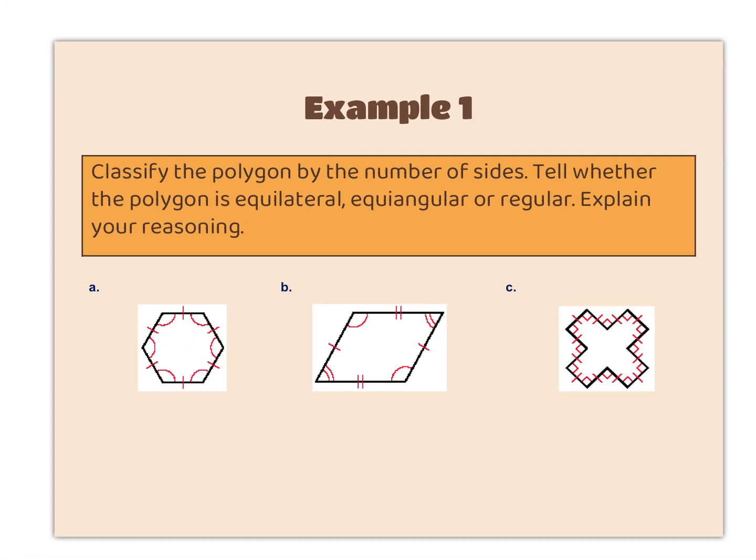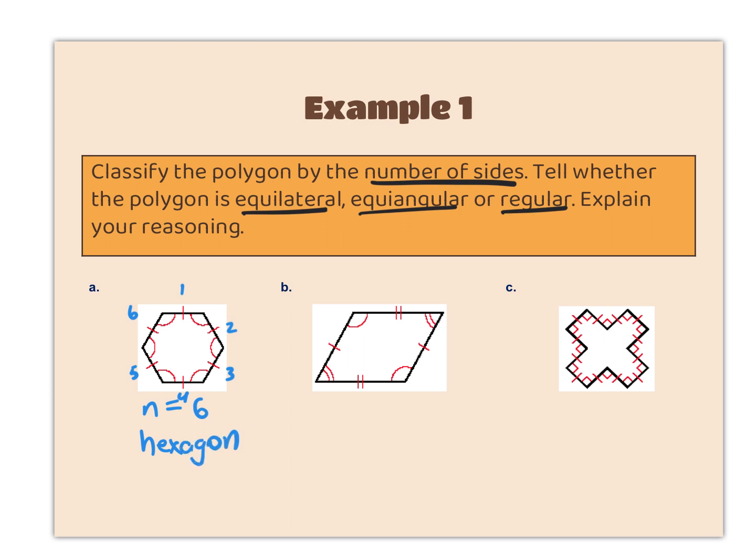So first we're going to get questions where I'm going to ask you to classify a polygon by the number of sides. Then I'm going to ask you to tell me if it's equilateral, equiangular, or if it happens to be both, then it's regular, and then explain. So when I look at this picture, I'm going to first determine how many sides it has. 1, 2, 3, 4, 5, 6. Counting is not a bad thing. So if n is 6, I know that I have a hexagon.